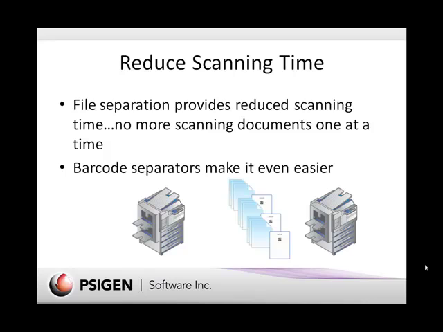SciCapture provides the ability to utilize barcode separator sheets. Take the separators, place them in the stack, and put the whole stack in the copier feed tray. The software will pick up, automatically split, process, file, and name based on information it finds on the barcodes.